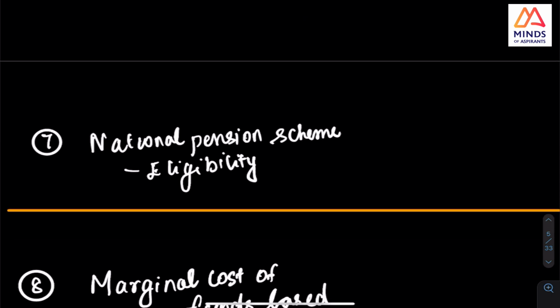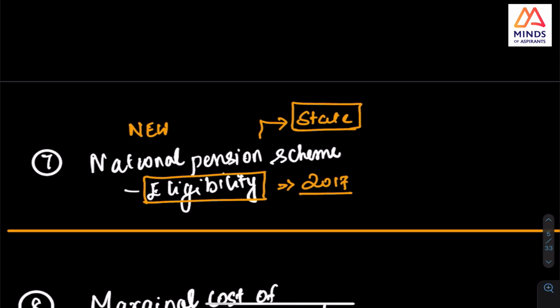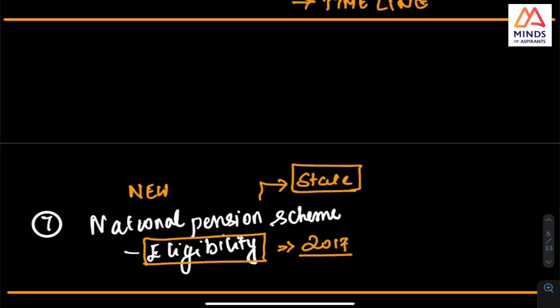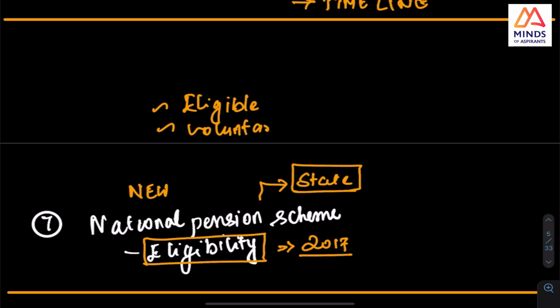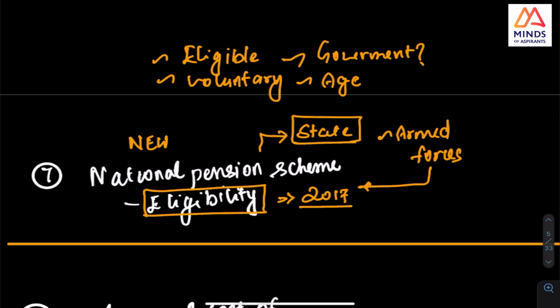And then there is the National Pension Scheme. There was already a question, I think in 2017. This new pension scheme was in the news because some state governments are actually going back to the old model. What I want you to do is check the eligibility. Who is eligible for this? Whether it is voluntary, whether only government employees, what age factor and everything for this scheme. Please check whether armed forces are included, or whether the scheme includes armed persons.